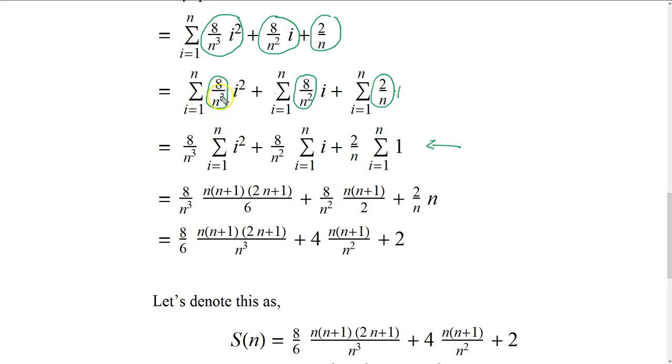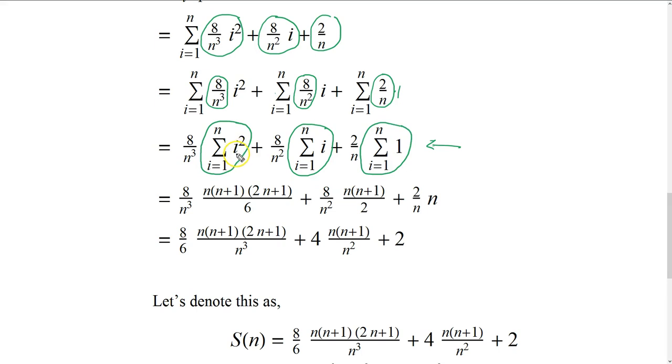So notice in the first term we moved 8 over n cubed out in front. So right here it is. Here we moved 8 over n squared out in front. And here we moved the 2 over n out in front, and what was left was a 1 right here. Now we can use our formulas for the sum of the squares of the first n integers and the sum of the first n integers right here, and the sum of a constant.